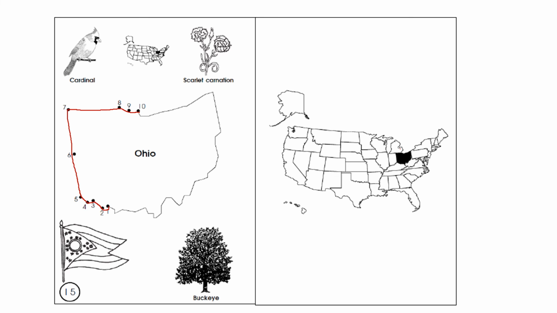And here's Ohio. It's a small state in the rest of America that they are showing you. And this is the flower that is quite common there. It's a scarlet carnation. The bird is a cardinal. This is the flag, and the tree is a buckeye. So again, practice your numbers. From 1, you connect the dots. 1, and practice writing them too.